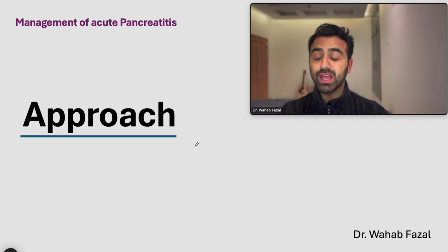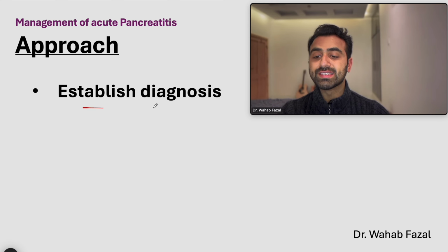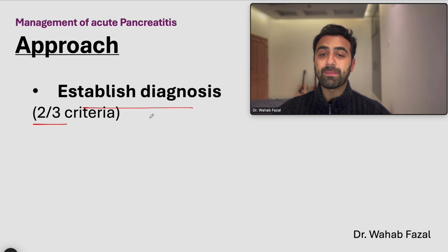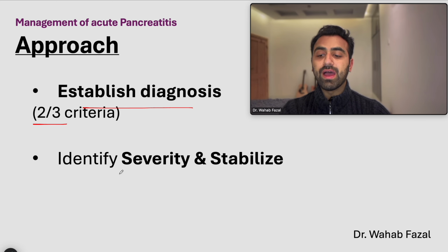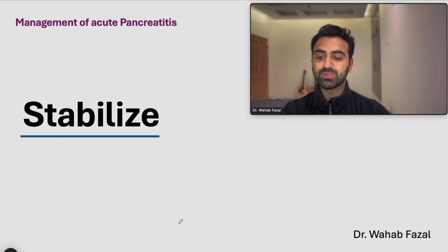So let's start with the approach to acute pancreatitis. In my previous video, I talked about establishing the diagnosis. You can go watch it, where we use the 2 of 3 criteria: epigastric pain, raised pancreatic enzymes, which include amylase and lipase, and third, supporting imaging studies. I also talked about identifying severity. Now we'll talk about how we stabilize a patient and how we evaluate and treat the underlying etiology that has caused this episode of pancreatitis.